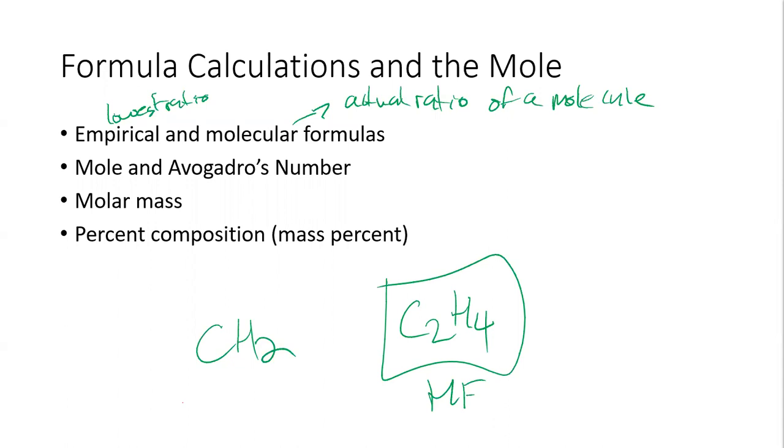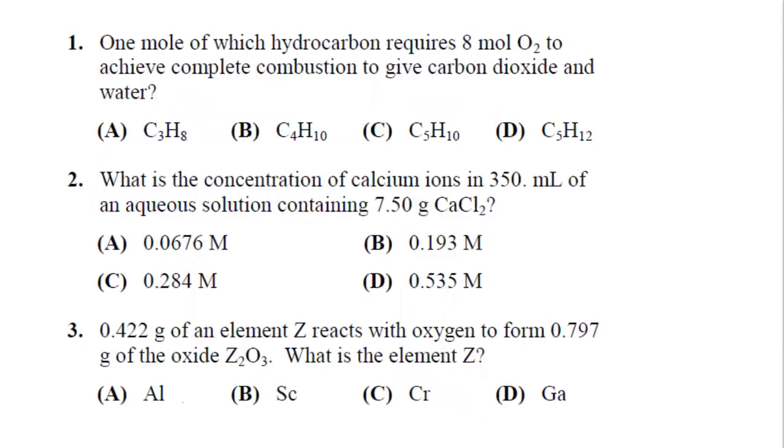Some of these questions should feel like second nature to us by now, like finding the molar mass of something. I hope that's something we can just do now. Okay, so these are some practice ones that we can try. So 1 mole of a hydrocarbon, which means that it's made up of just H's and C's, but we don't know how many of each, requires 8 moles of O2 to complete combustion to give carbon dioxide and water. Think about what it means when it says combustion, and it also gives you the products there. So we should be able to balance that equation.